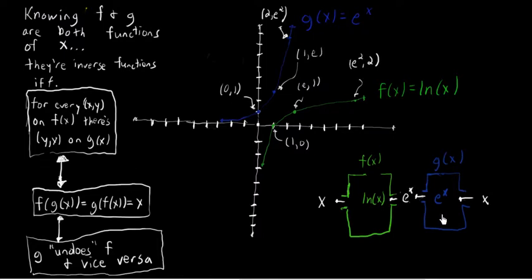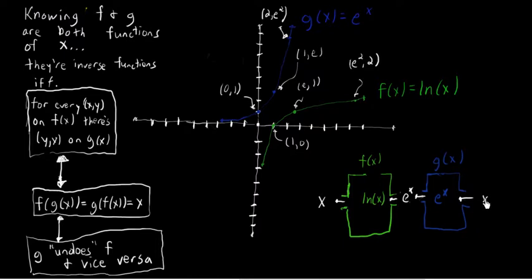But let's say we looked at the reverse process. So we applied g to x first, and then we applied f to the result. Well, that would be the composition f of g of x. We earlier considered the composition g of f of x, now we're considering f of g of x.